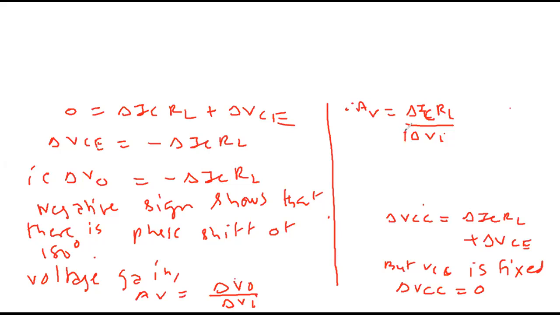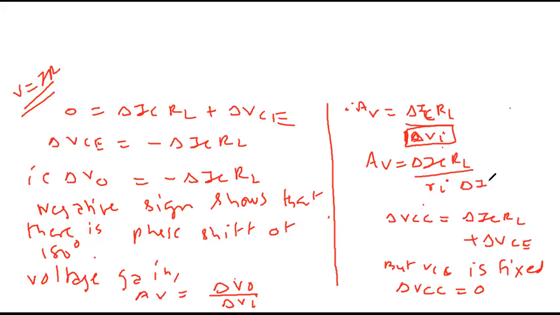How to read this, Delta VI? That means change in input voltage. By Ohm's law, what is voltage? V equals IR. So if I want the input voltage, I can say it is nothing but input resistance, which I write Ri, into input current, which is delta I.